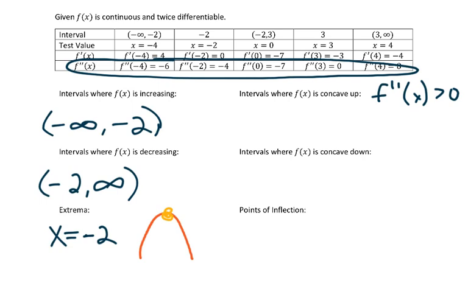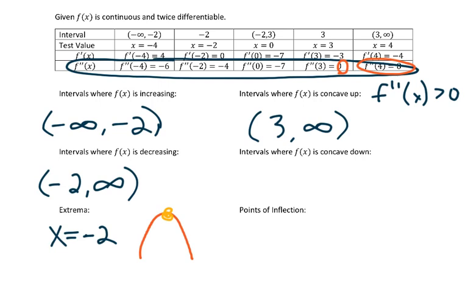So let's see, where is it positive? Well, I only see it's positive here. Right here it's 0, but we want something greater than 0. So where is it concave up? It's concave up from 3 to infinity.